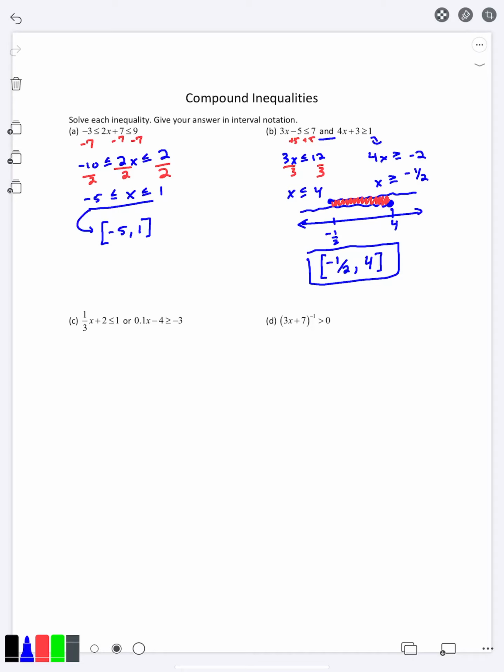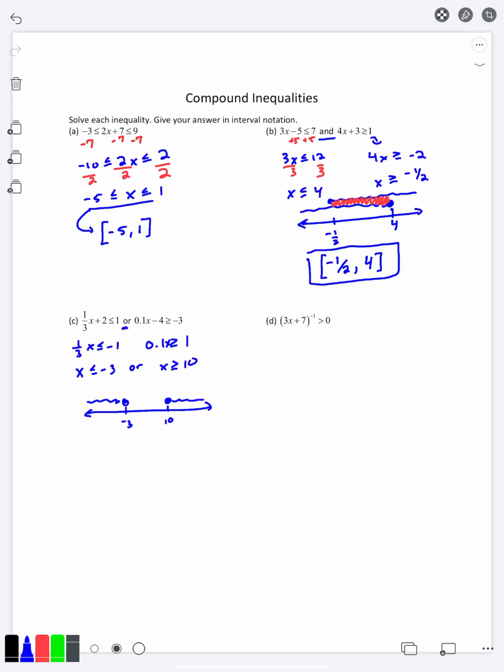For part C, we have an OR inequality. Again, you're going to solve each one individually. Subtract 2 here. Divide by 1/3, which is the same as multiplying by 3, giving negative 3. On the other one, add 4 to that. I get 1. Divide by 0.1. I get 10. So then on my number line, I want everything that is less than or equal to negative 3 or bigger than or equal to 10.